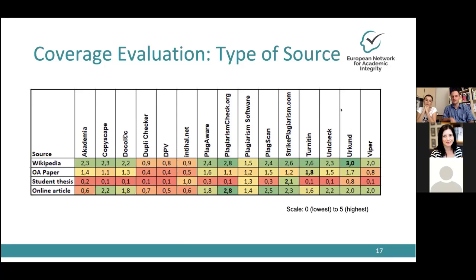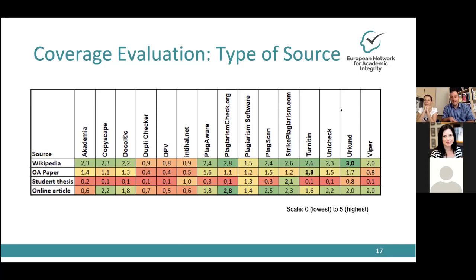When it comes to student thesis, the situation is generally worse, with one notable exception. strikeplagiarism.com performed quite well for student thesis, but then you can see that for open access papers, the performance was worse. And for online articles, the best performance was for plagiarism checker, but you can see that performance for student thesis was just, did not find almost nothing.